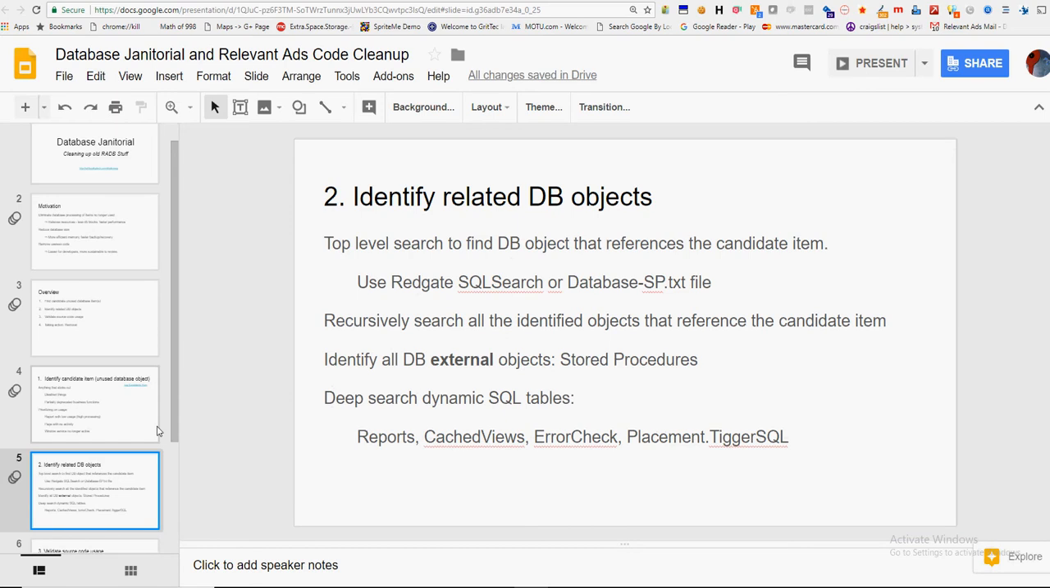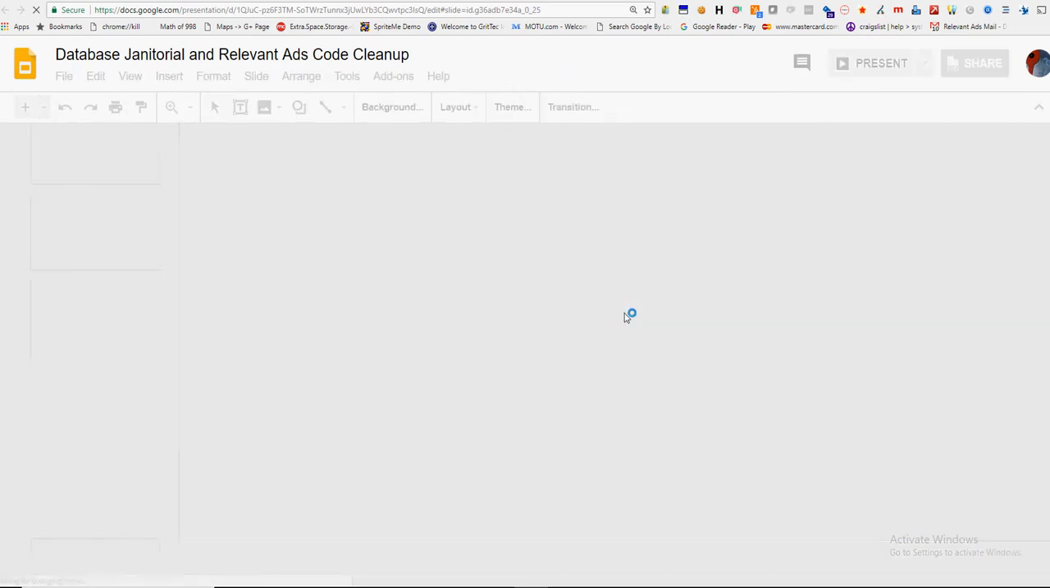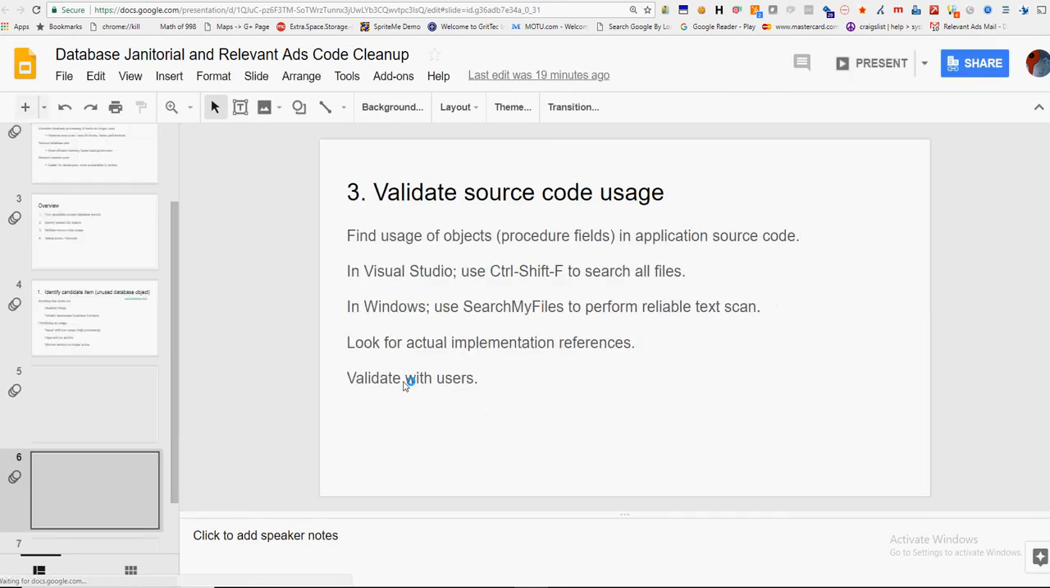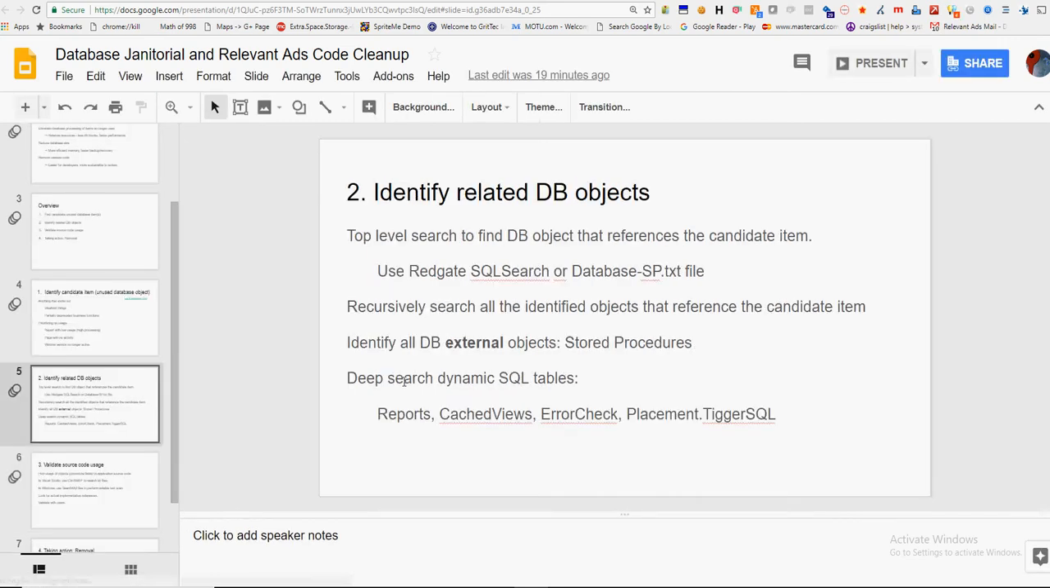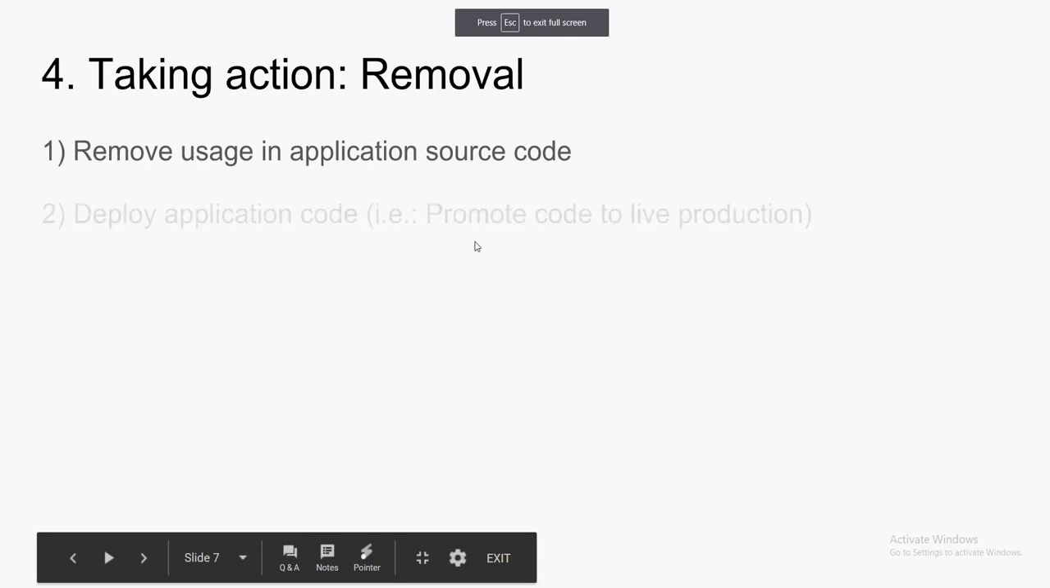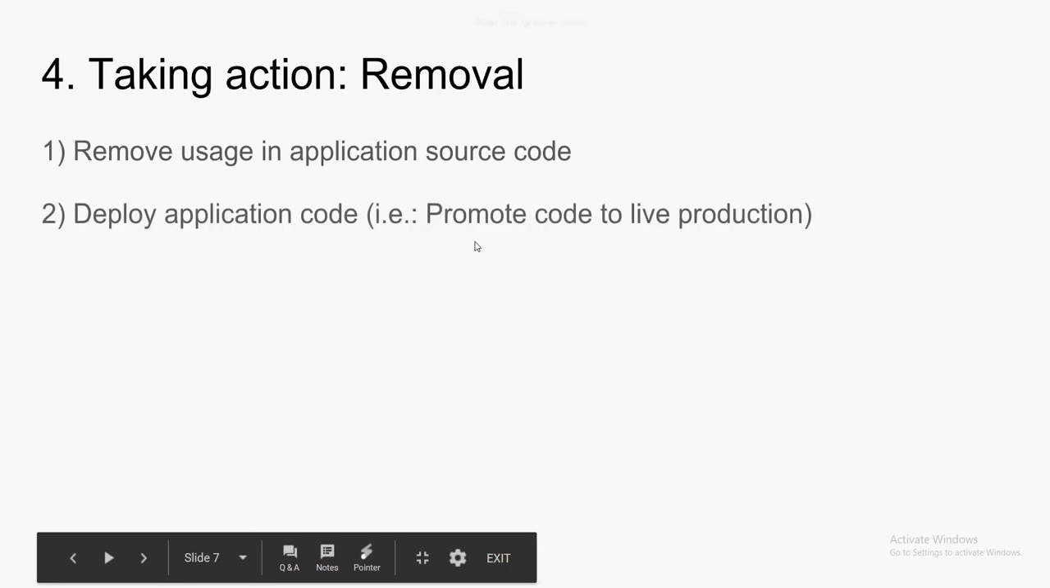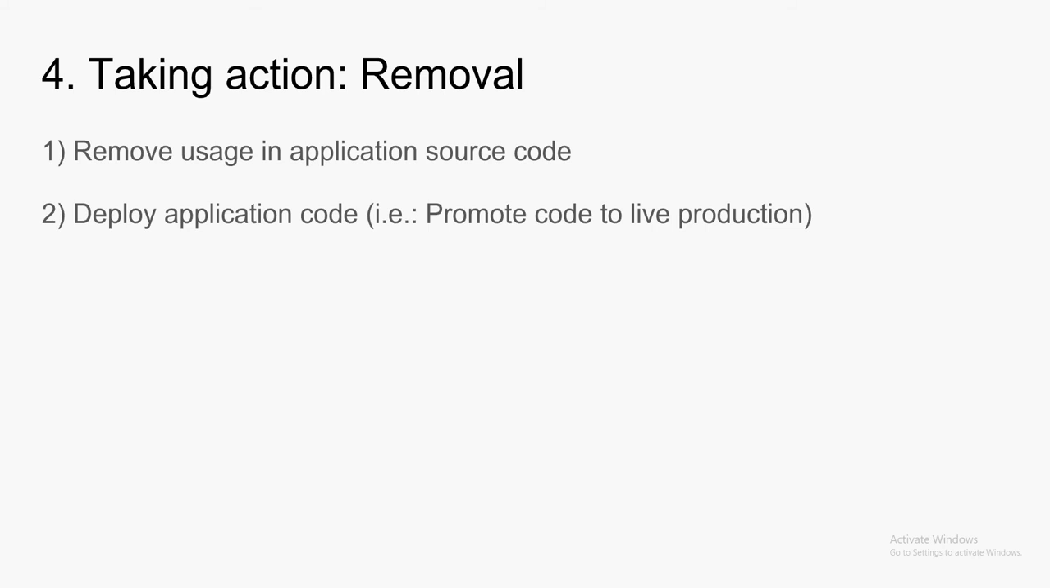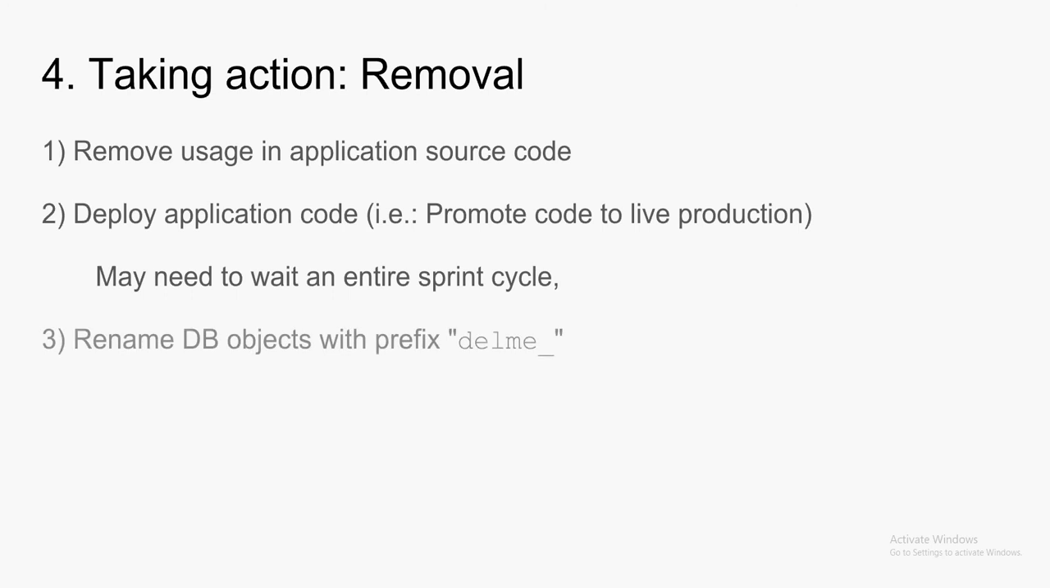So in continuing here, the steps that I take are to, once it's validated that I don't have any dependencies on it, I'm going to go ahead and skip to removal. So removal is where I'm removing it from source code. I'm then making sure if I did have source code to deploy it to live production, and that may take a sprint cycle. So I may need to wait a week or so. Then after it's been deployed and I had no dependencies on it, I can come back and rename it to Delmy. So in this case, I didn't do that because there were no dependencies in the source code about it.